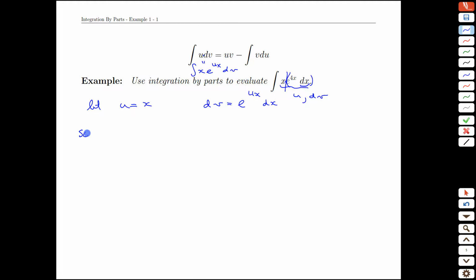As soon as we have those definitions, then we want to find du. How do we get a du out of this? Well, we differentiate our u, and that just gives us a 1. Or we can rewrite this, bring the dx up. We have a relationship now for du versus dx, a fairly simple one, thank goodness.